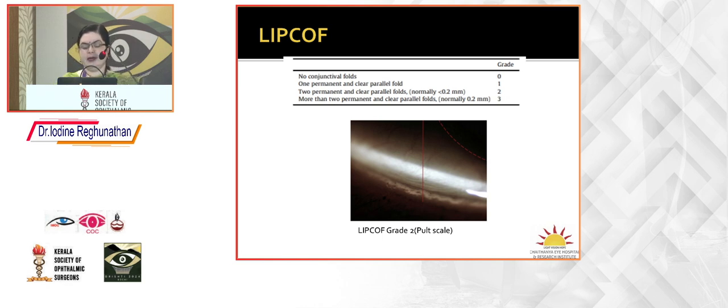Next is the lid parallel conjunctival folds, or LIPCOF. This is the area to look for the folds, that is, the dashed line is the limbus and the vertical line dropped from the limbus. So that is the area to look for the parallel conjunctival folds, and it is graded from 0 to 3 depending on the number of folds seen.